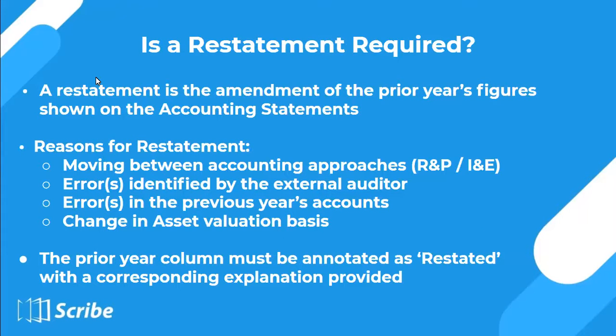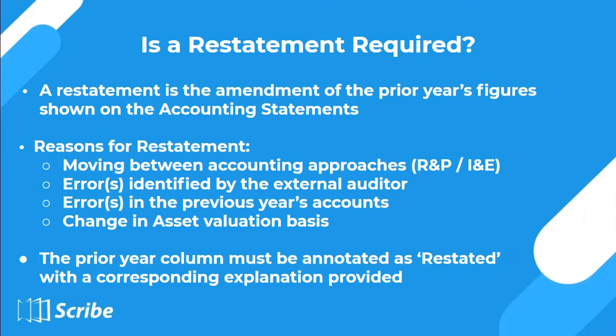A restatement is the amendment of the prior year's figures shown on the accounting statements. The accounting statements require the current year's accounts to be completed and shown against the prior year for comparison. Therefore, both years must use the same accounting approach. Reasons for a restatement include moving between accounting approaches, as I've just talked about. This is to move from I&E to receipts and payments, or vice versa.